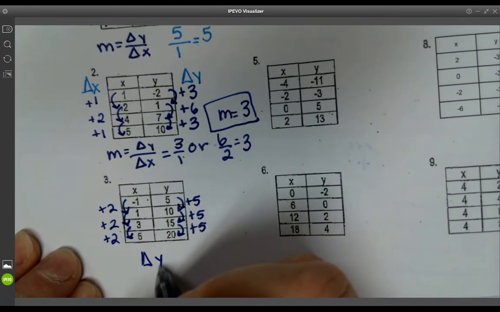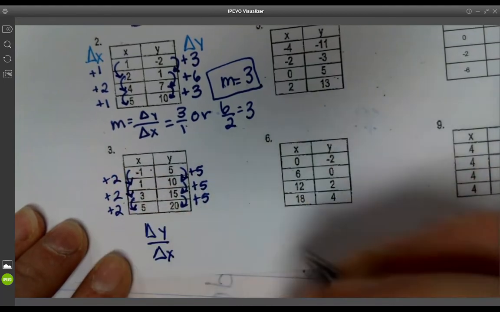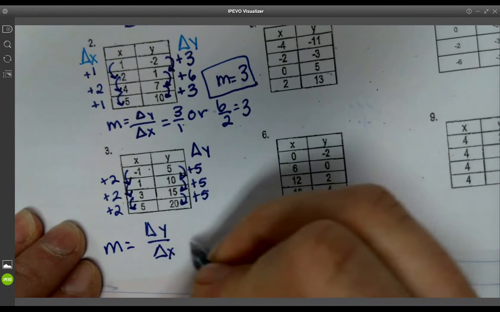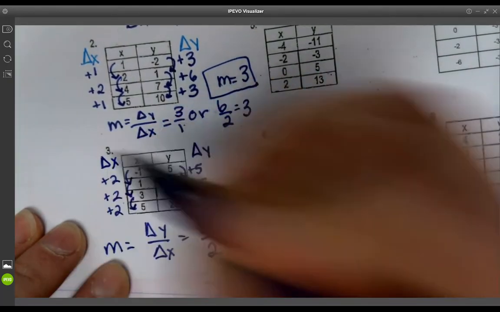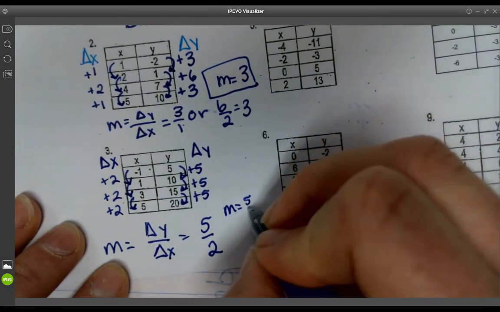So it's change of y over change in x. Remember, we're not using the actual x's and y's, we're using the change of y, which would be 5 over 2, because the change of x is 2. So it comes out to be 5 over 2.